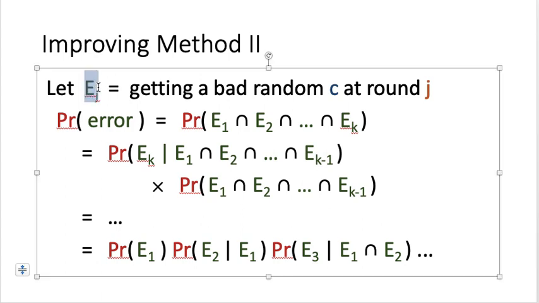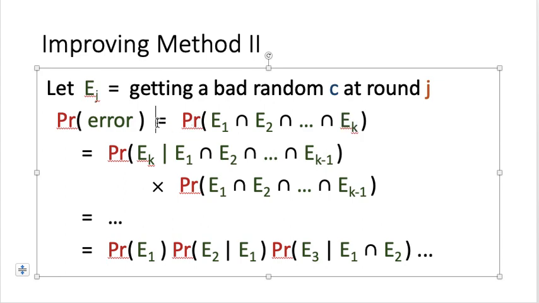Okay, so suppose that we use this method, rerunning k times. We let E_j be getting a bad random number, which will fool us at round j. Now, in order to make a mistake in the end, we have to be very unlucky. We have to get a bad number in the first round, and a bad number in the second round, and so on and so forth up to the kth round. So we need this to happen: E1 intersect E2 up to Ek. This is the case that we are having a bad number in each round.